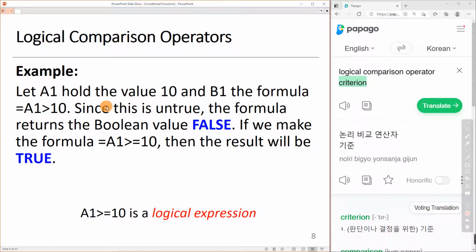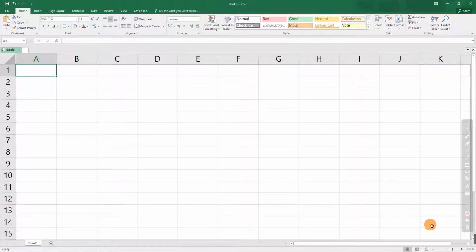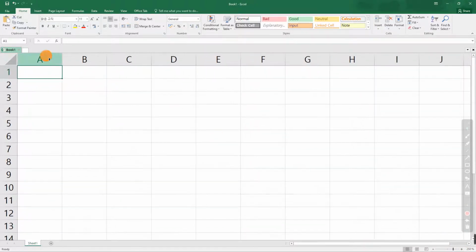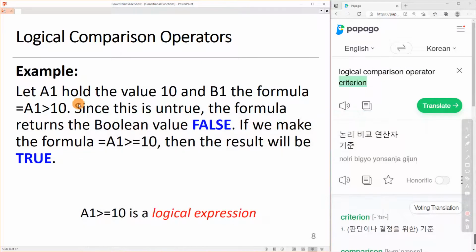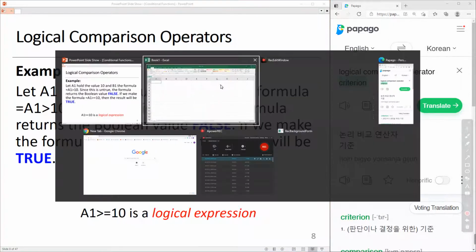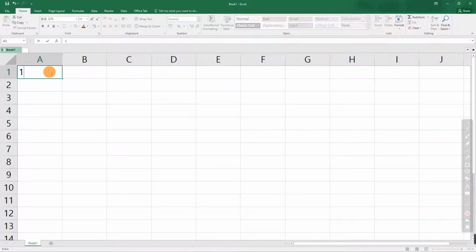So let A1, so A1 is a cell A1. Where is cell A1? I will show you. This is cell A1, okay? So the address of this cell is column A intersecting row 1. This is cell A1. So let A1 hold the value of 10. So we need to use the value of 10 in cell A1. Okay, I'll type 10. I will center it, I think.